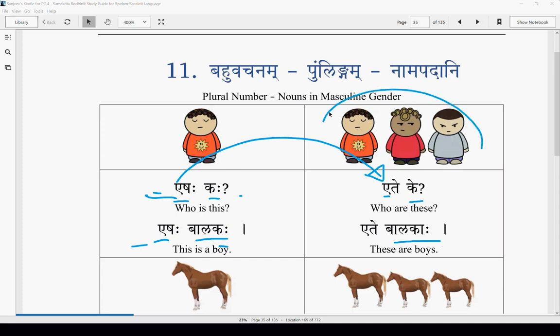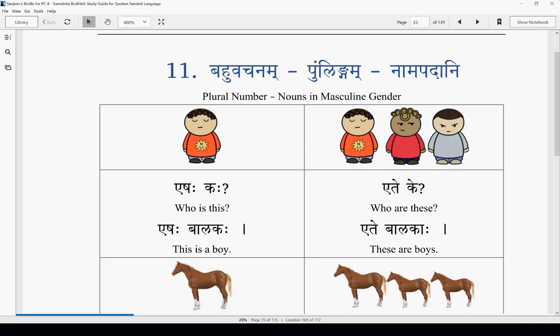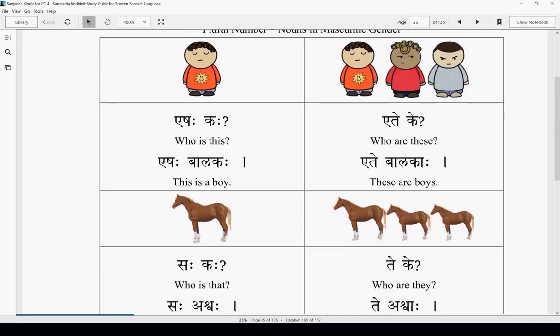Now, when is the Bahuvachanam used? When there are more than two. Not only three, but more than two. If there are only two, we cannot use these plural forms. There is a Dvivachanam, a dual form, for these words, even this one also. Those are different. We will study them later. Right now we are studying the Bahuvachanam or plural forms where there are more than two objects.